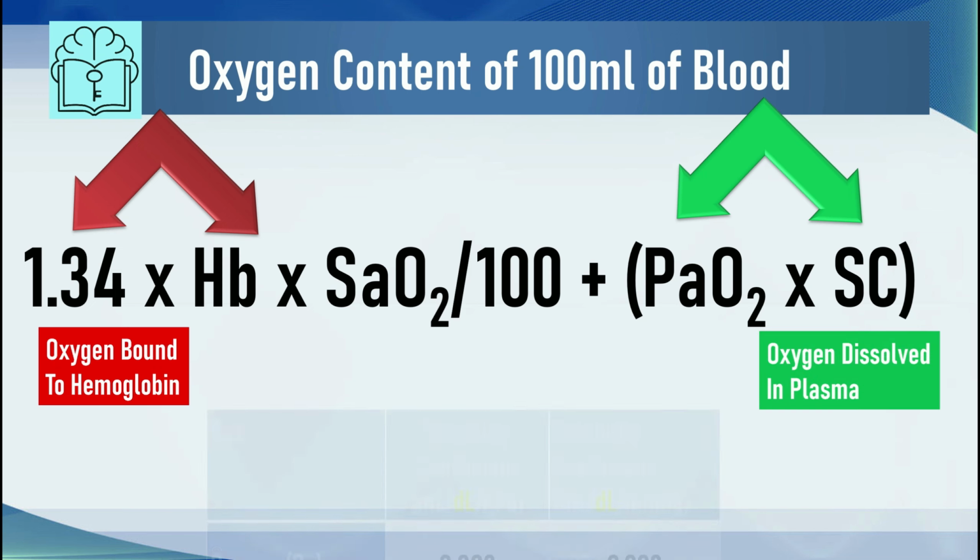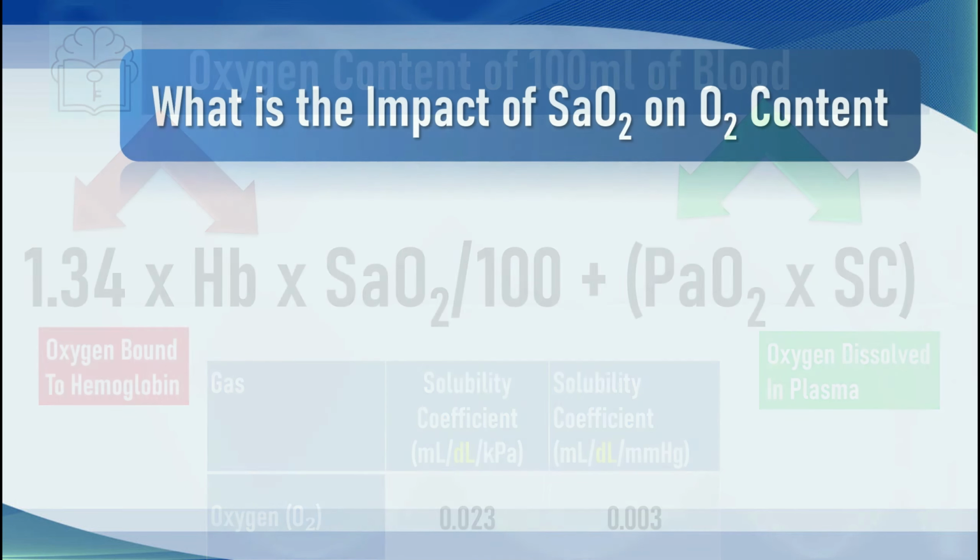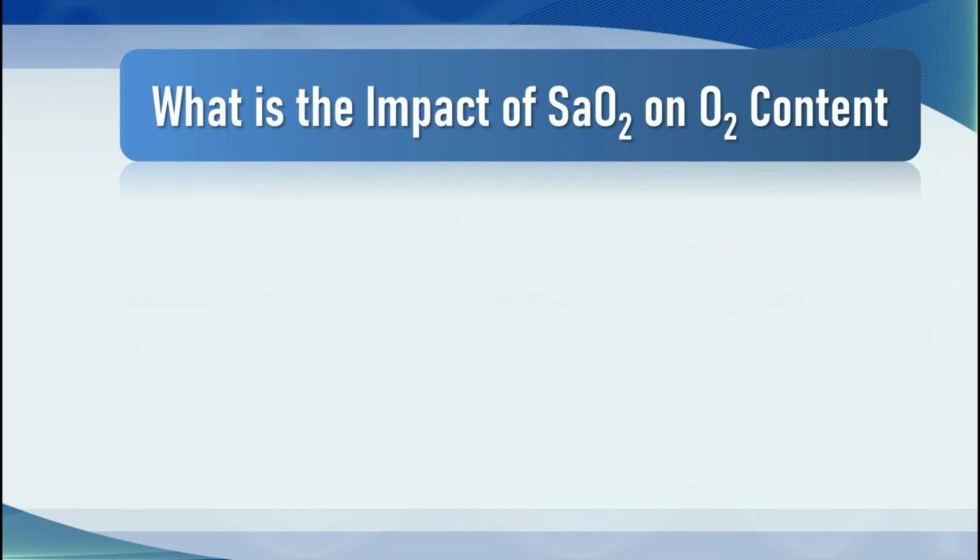And the solubility coefficient, as we saw before, is in either kilopascals or in millimeters of mercury. You will note that the solubility coefficients in this table are in mils per deciliter, not mils per liter, to match the conventional way that we measure hemoglobin. So be very careful of your decimal points when making calculations. Now let's look at some of these components in a little bit more detail.